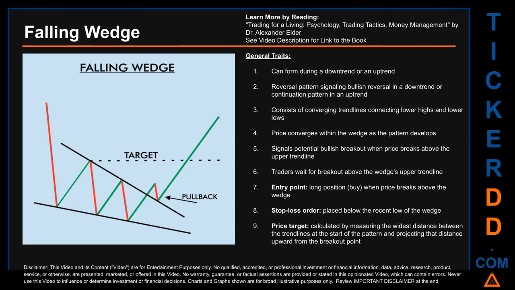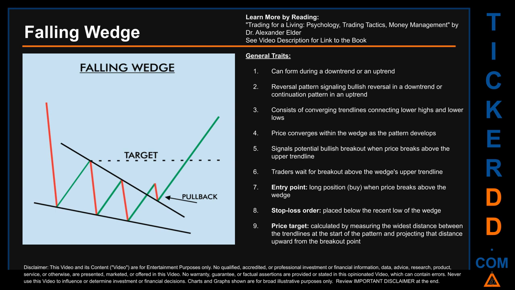To trade a falling wedge pattern, traders typically wait for a breakout above the upper trend line, which signals the bullish reversal or continuation. They may enter a long position, buy, when the price breaks above the upper trend line, with a stop-loss order placed below the most recent low to manage risk. The price target for the trade is often calculated by measuring the distance between the highest and lowest points within the wedge, then projecting that distance upward from the breakout point.